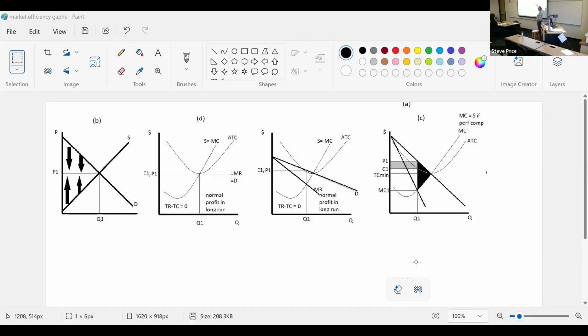Notice the monopolist price is much higher. If that was our price, that would be our quantity there, and our quantity would be much lower. So in answer to that first question, with perfect competition, you're always going to have a lower price and a higher quantity.